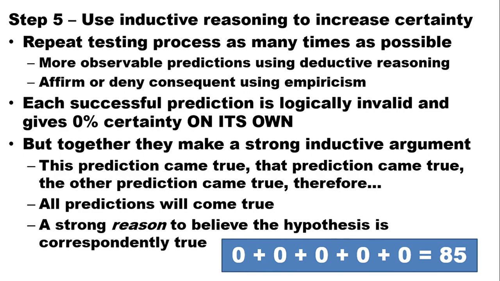And that was the idea behind 0 plus 0 plus 0 plus 0 plus 0 gives you 85. A series of individually invalid deductive arguments are combined in an inductive way to give us a strong abductive argument that gives us a high degree of certainty, but never 100%.